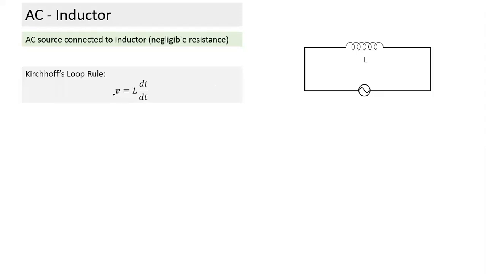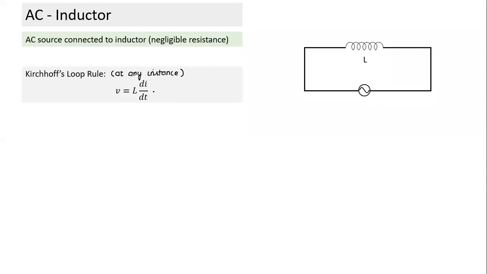V indicates the instantaneous value of applied voltage. We are applying the Kirchhoff loop rule at any particular instant. At any instant, the Kirchhoff loop rule is valid, and in all three cases, resistance, inductor, capacitor, the equations will be the same. I'll equate the instantaneous applied voltage to the voltage across this inductor, which is equal to L di by dt. Okay, so that's the equation.